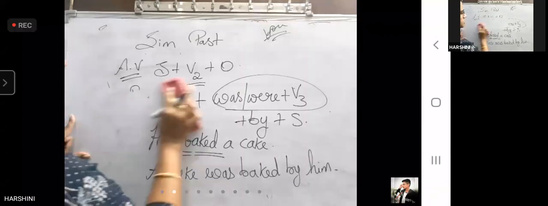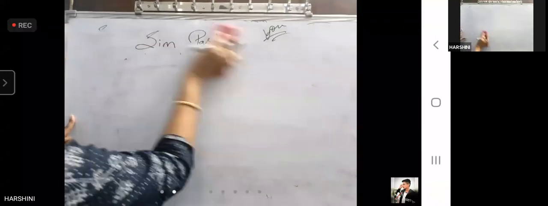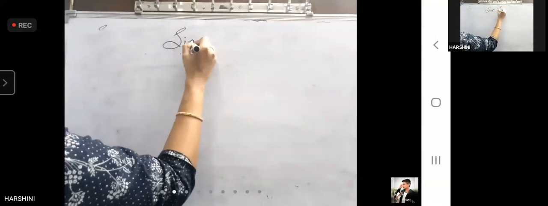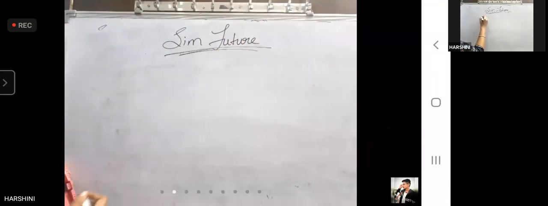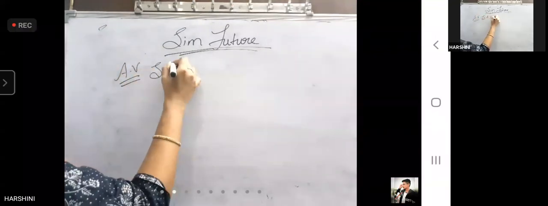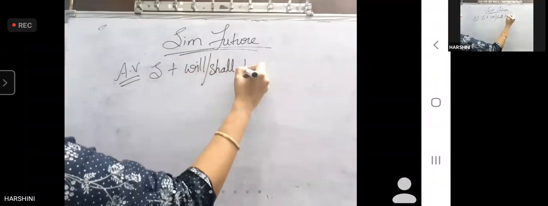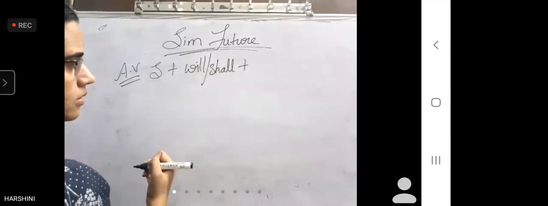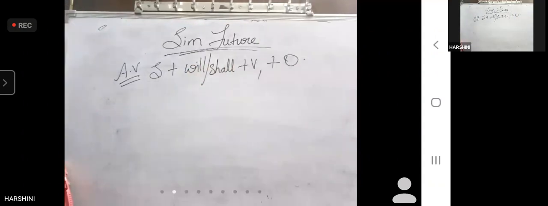Now let us go for simple future. Please make a note. The structure of simple future active voice: subject plus will or shall plus V1 plus object.